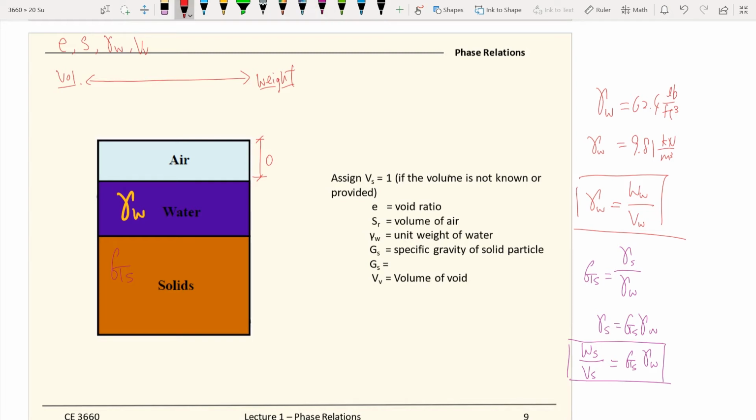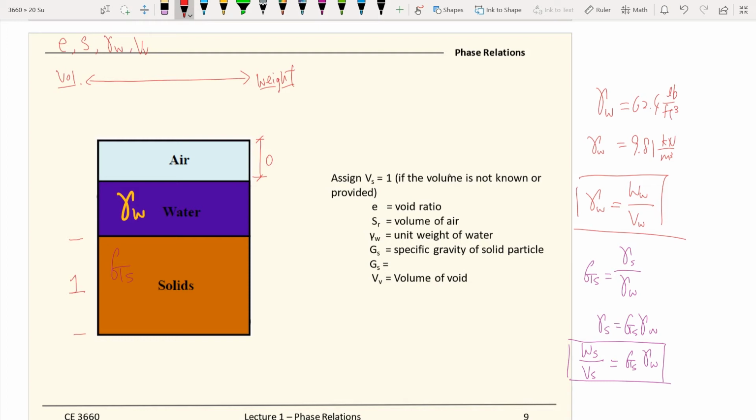To start, we will start with the volume of solid. We will assume the volume of solids equals 1. Realize that this is a clever way to do it, because the phase diagram is kind of like a scale, which means all the terms right there, volume of solid, volume of water, and volume of air, are just like a scale. So you have ratios with respect to each other.